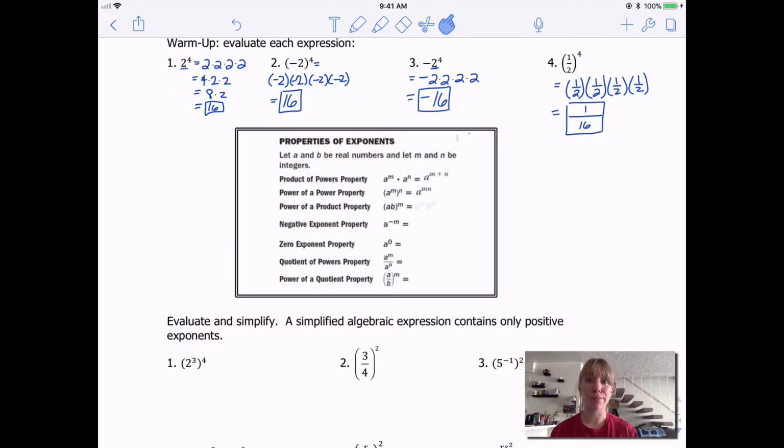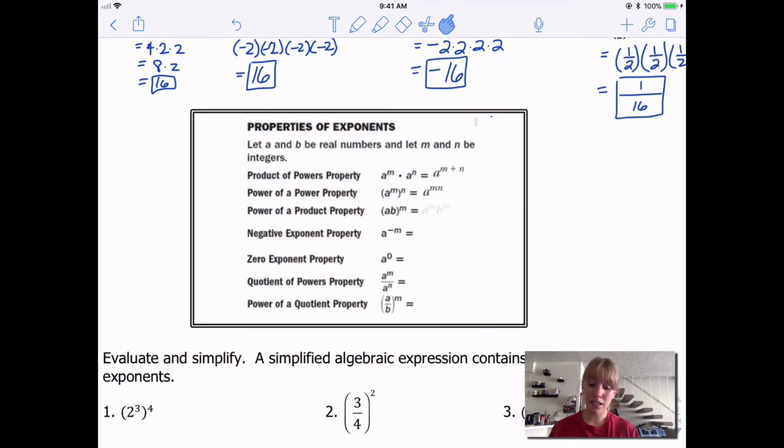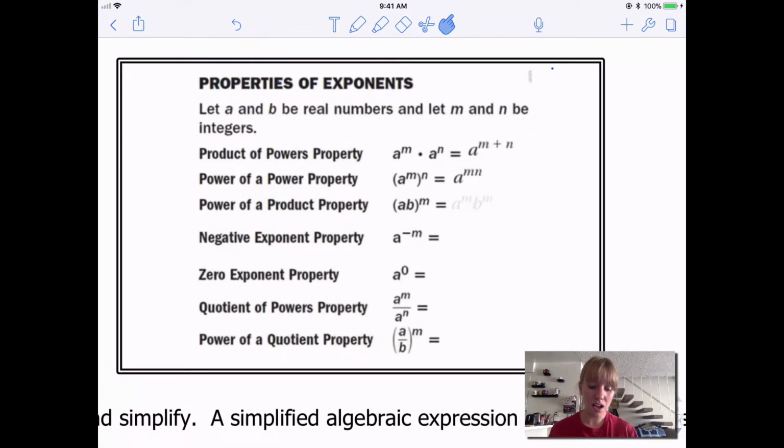So now we're going to talk about some properties of exponents. These things you will have in your guide on a quiz or on a test, but they're going to be important to get comfortable with as well. So if A and B are real numbers, so remember a real number is just any number that you can think of. It can be a decimal, it can be a fraction, it can be a whole number, positive or negative, and M and N are integers. Integers are positive or negative counting numbers. So we have 0, 1, 2, 3, 4, 5, 6, 7, etc. And we also have negative 1, negative 2, negative 3, negative 4, negative 5, etc.